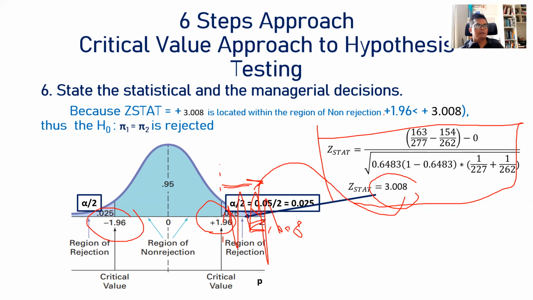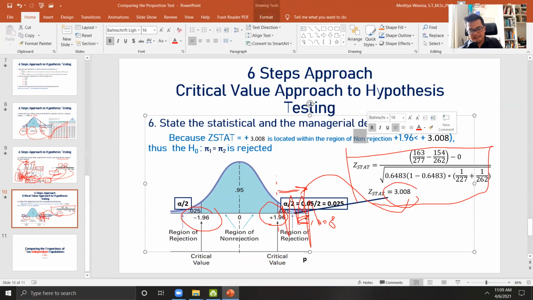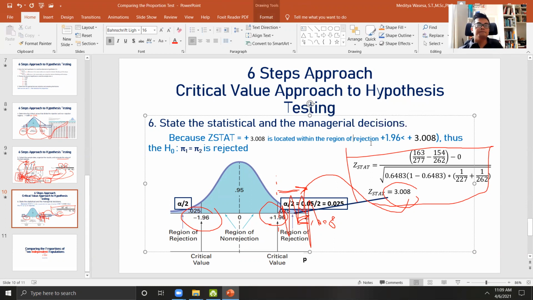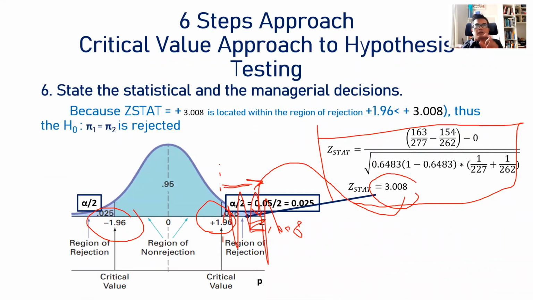non-rejection. I'm sorry, I made a mistake. Excuse me. The z stat is located within the region of rejection, so I make the correction directly. Thus, the null hypothesis, which states that the proportion of Android users in Bandung is equal to the one in Surabaya, must be rejected. I think that's it.